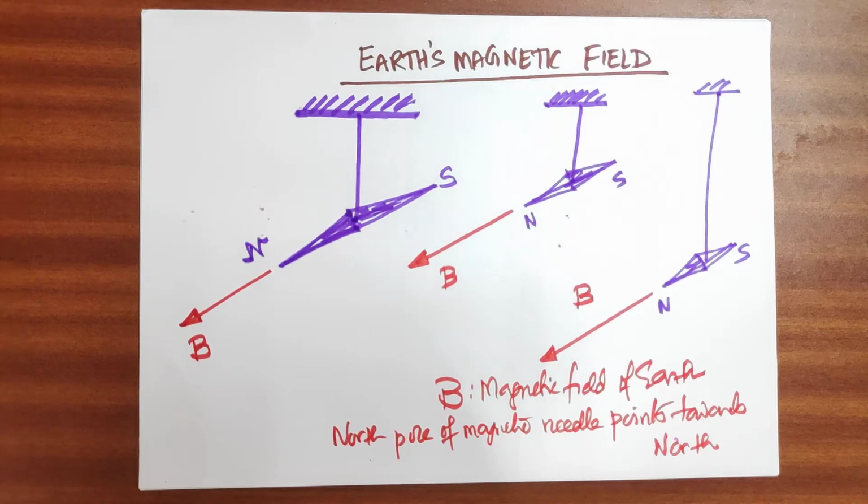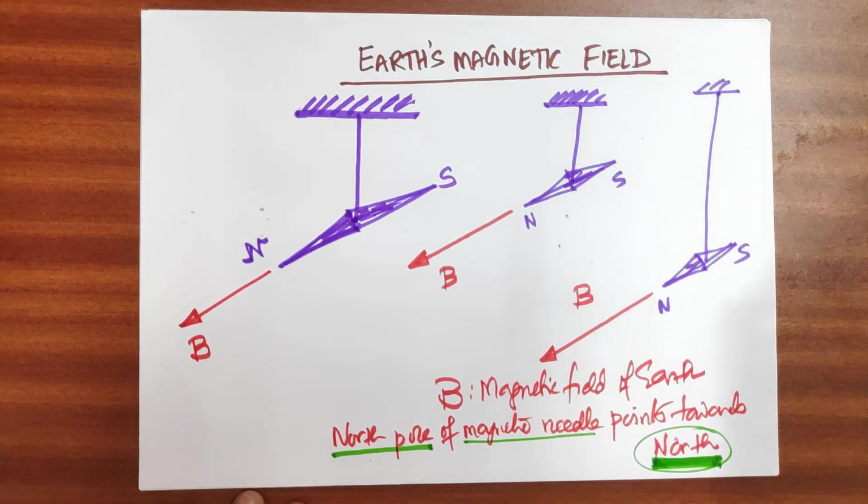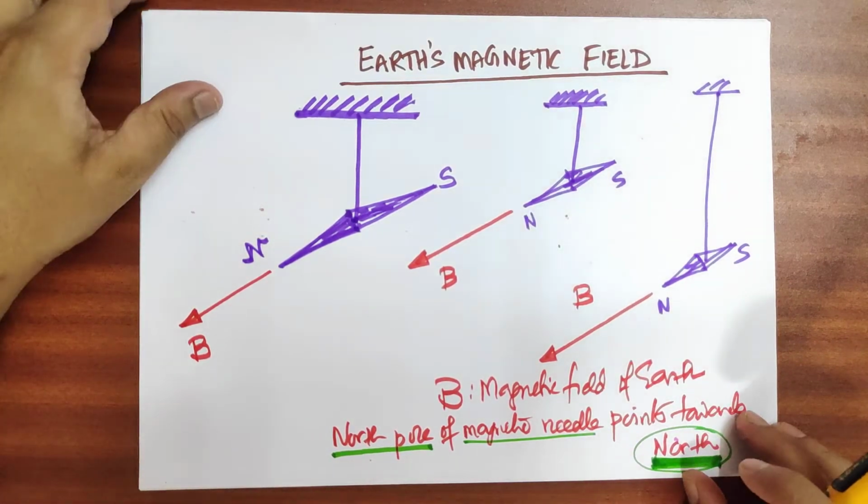Don't confuse this thing that many people confuse. This is the north pole of a magnet. This is the magnetic north of the earth. It's not the north of any magnet. It is the north direction as defined, the magnetic north of the earth.